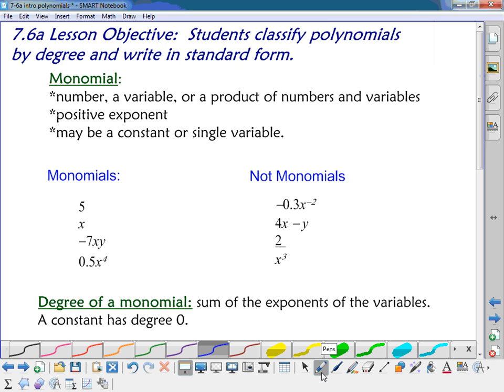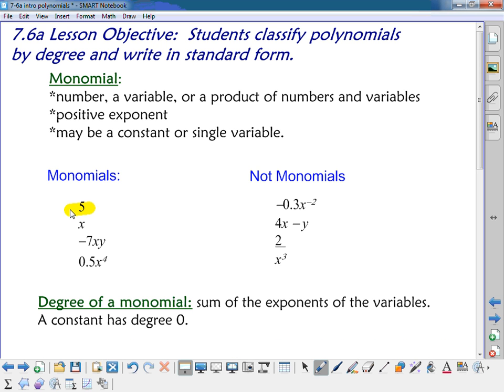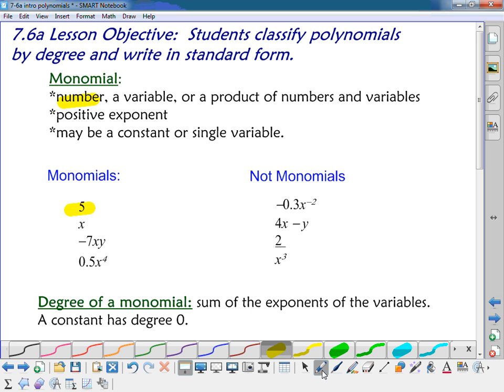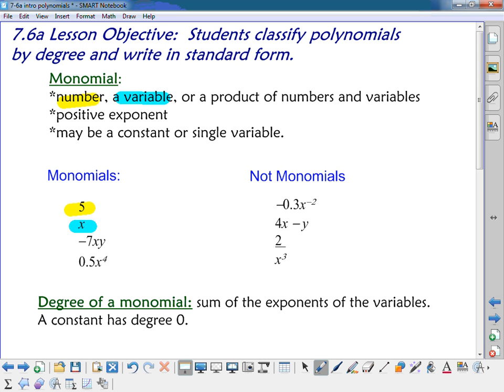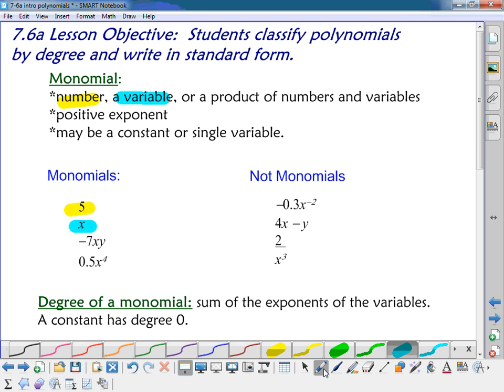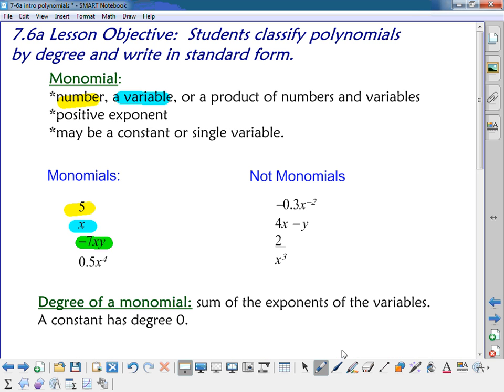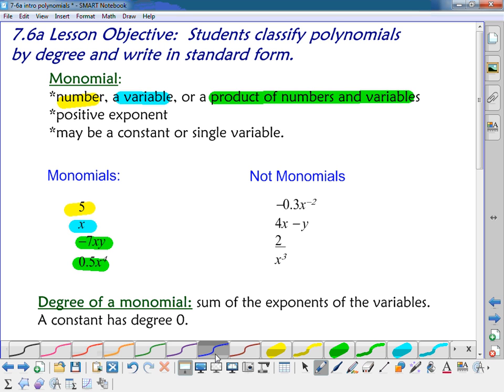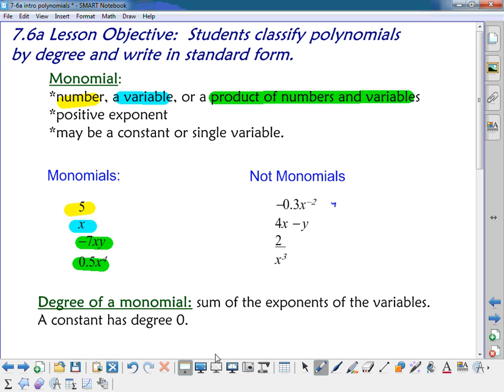If you look here, we just have the number 5. It's just a number, but it is technically considered a monomial. If I have just a variable like x, that is a monomial. And then here I've got 2 that are products of numbers and variables. On the other side, negative 0.3 times x to the negative 2 is a product, but the problem is I have a negative exponent. So it's not a polynomial because of the negative exponent.